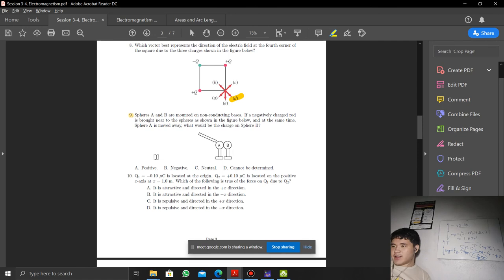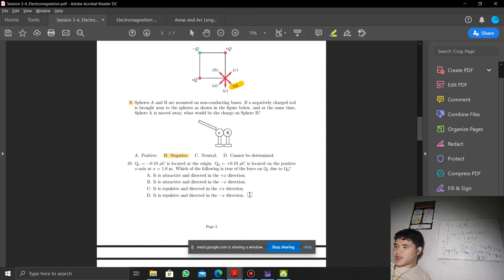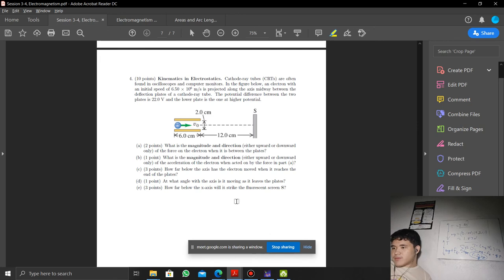Tapos na, for number 9, tama si Mo kanina, dapat negative. Kasi, pag nilapit natin yung rod sa sphere A, pupunta lahat ng positive charge sa sphere A kasi at the same time, nilayo natin yung B. Lahat ng negative charge pumunta sa B kasi negatively charged yung rod na lumapit sa A. So, therefore, positive lang yung matitira sa A. And pag hiniwalay mo yung B, negative lang yung matitira, di ba? Kaya negative yung sagot. Okay? Gets ba yun, guys? Yes. Okay, sige.